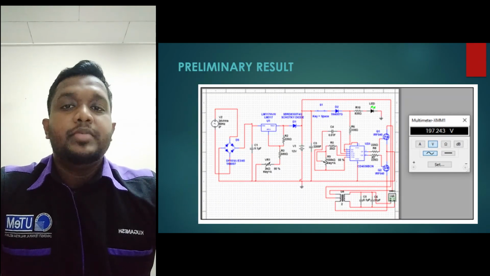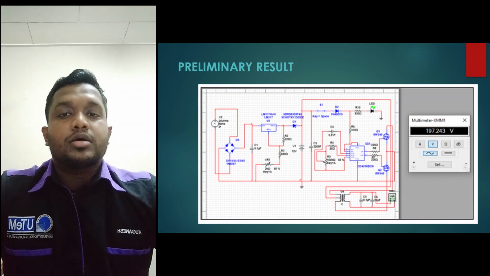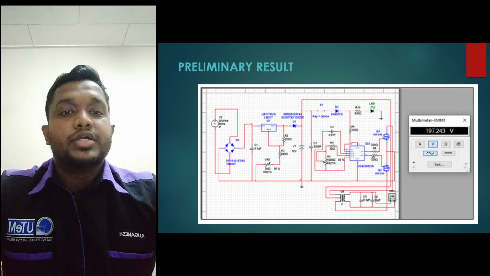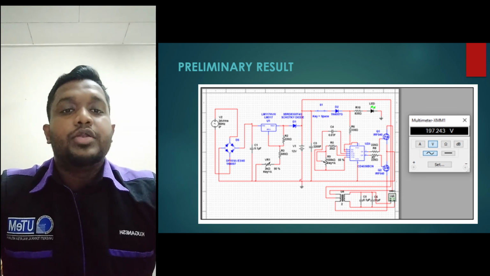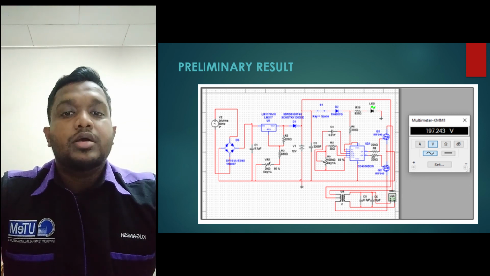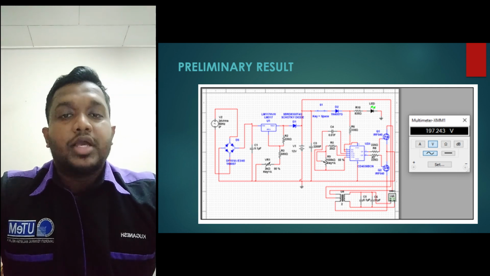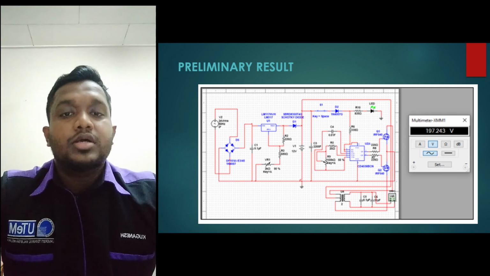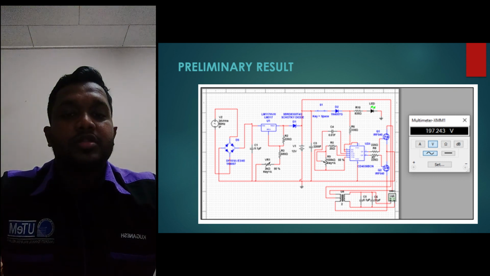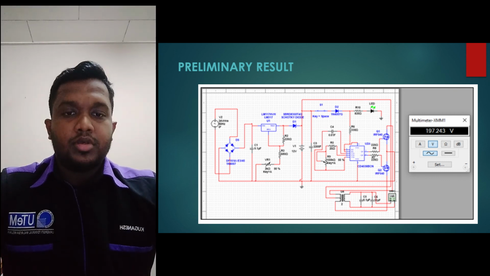Okay, in this preliminary result, the output that I obtained from the Multisim for the circuit diagram is 197.243 volt. So this is the output that I gained from the Multisim. As for the experimental measurement, this is the result, and for the practical part, it will be done after the project. And that's all from me.